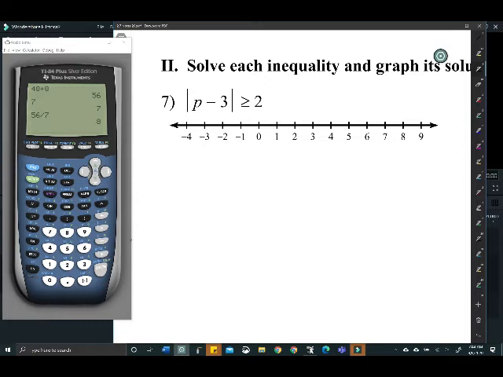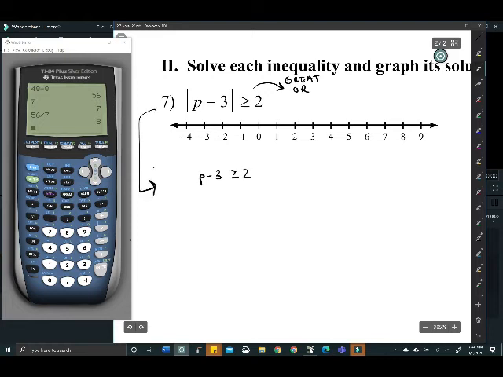Okay, so the key thing here is with greater, we always know this is going to be an or statement. Greater means it's an or statement. So when we split this up, you still want to isolate, but we have p minus 3 is greater than or equal to 2. So this is the splitting step. Or, and make sure you specify that, p minus 3 is less than or equal to negative 2.